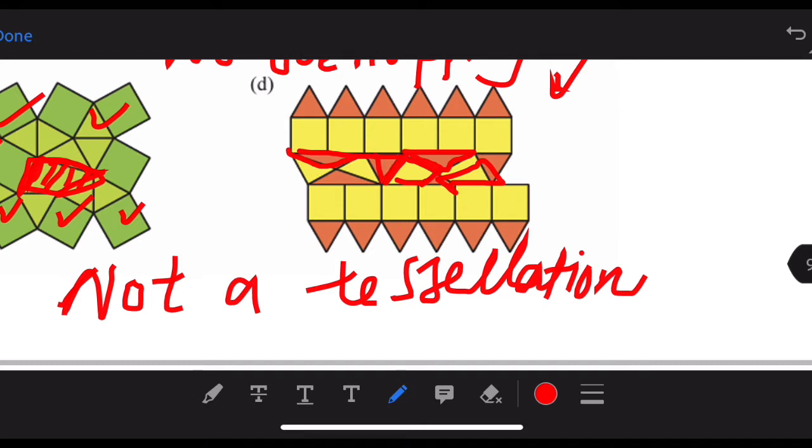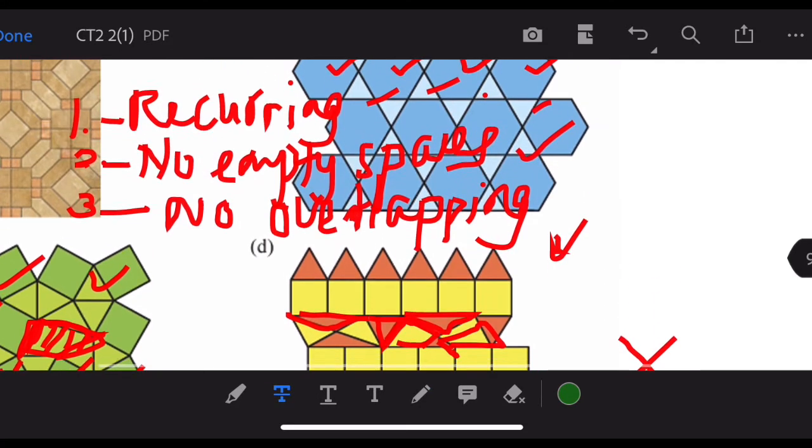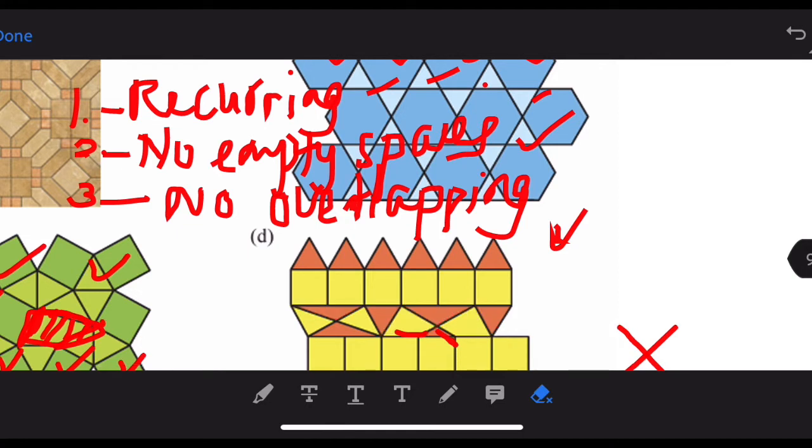It seems like the shapes are not so systematic, right? So we can say that this is not a tessellation, right? Because the shape does not recur. Okay, so the triangle inside does not recur. So D is not a tessellation.